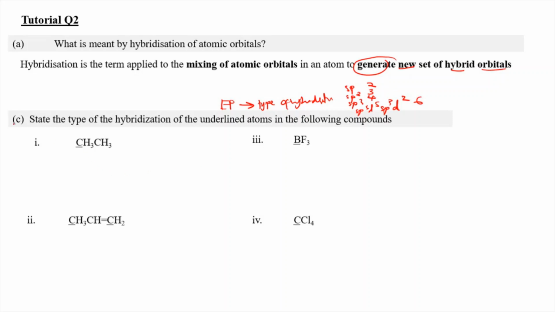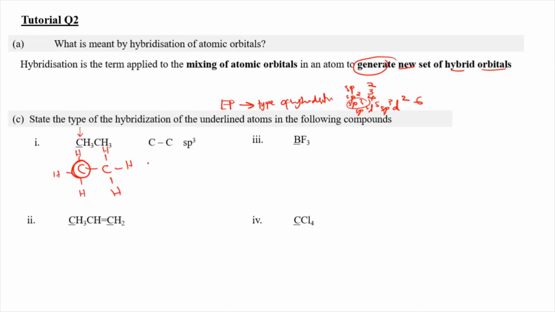Okay. So for question C, we need to state the type of hybridization of the underlined atom in the following compound. So we have CH3CH3, which is our ethane. So if we were to expand the structure, it's going to look something like this. As you can see, the carbon here has 1, 2, 3, 4 electron pair. So when the structure has 4 electron pair, then it's going to adopt sp3 hybridization. So the carbon-carbon single bond here will achieve sp3 hybridization at this position.